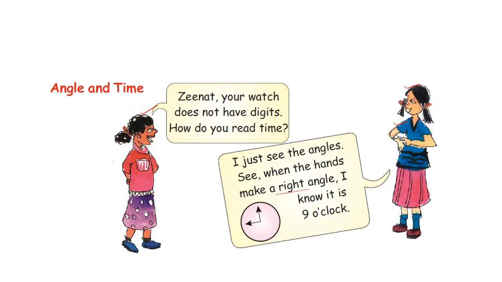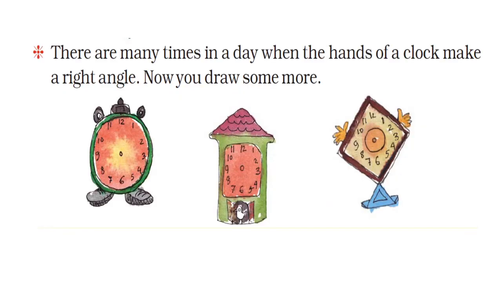And can you tell me some more timings that make a right angle? Yes, you all are correct. 3 o'clock also. So here we have the question. There are many times in a day when the hands of a clock make a right angle. So here I am going to draw when it is 9 o'clock. It will be your right angle. And this is 9 o'clock.